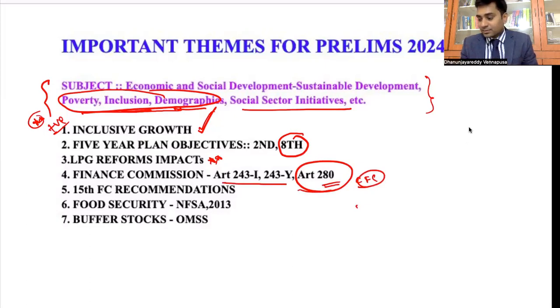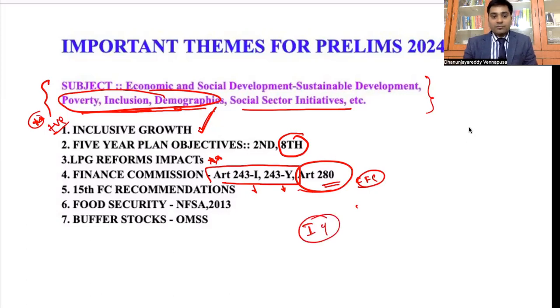This is the State Finance Commission, which is given in panchayats and municipalities. How to remember? I means income, Y means income, so Y is my money, like that. The 15th Finance Commission recommendations are extremely important this year. Food security, the NFSA bill, is extremely important. Please have a look at the provisions of NFSA. And OMSS, Open Market Sale Scheme. What is it? We'll discuss at a later stage.